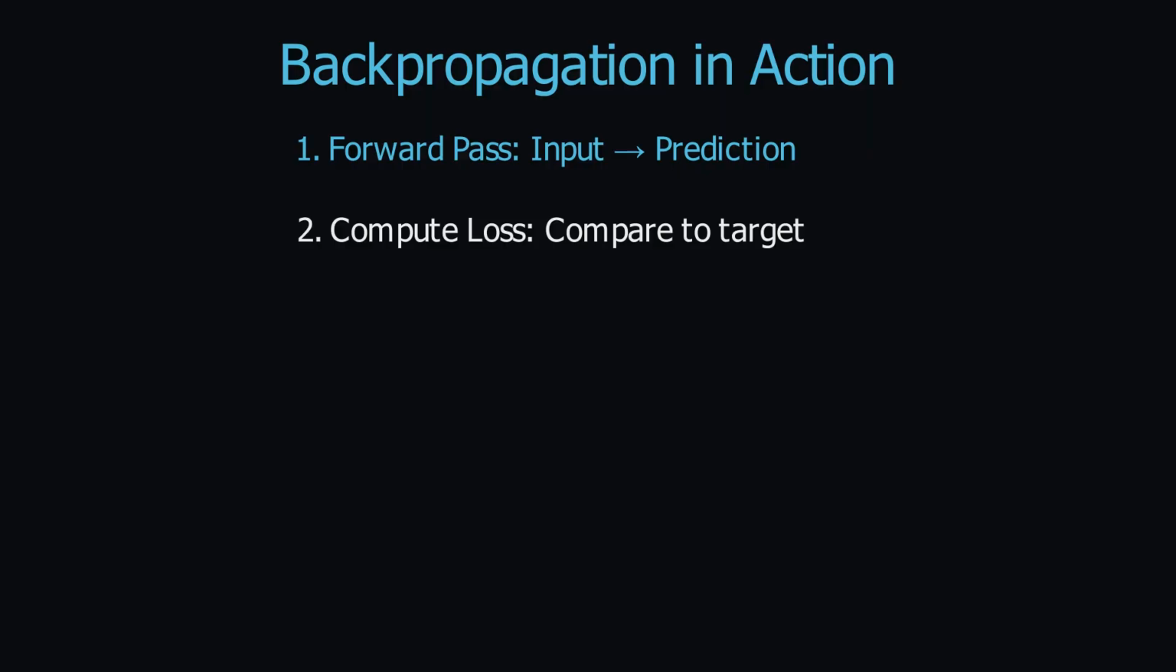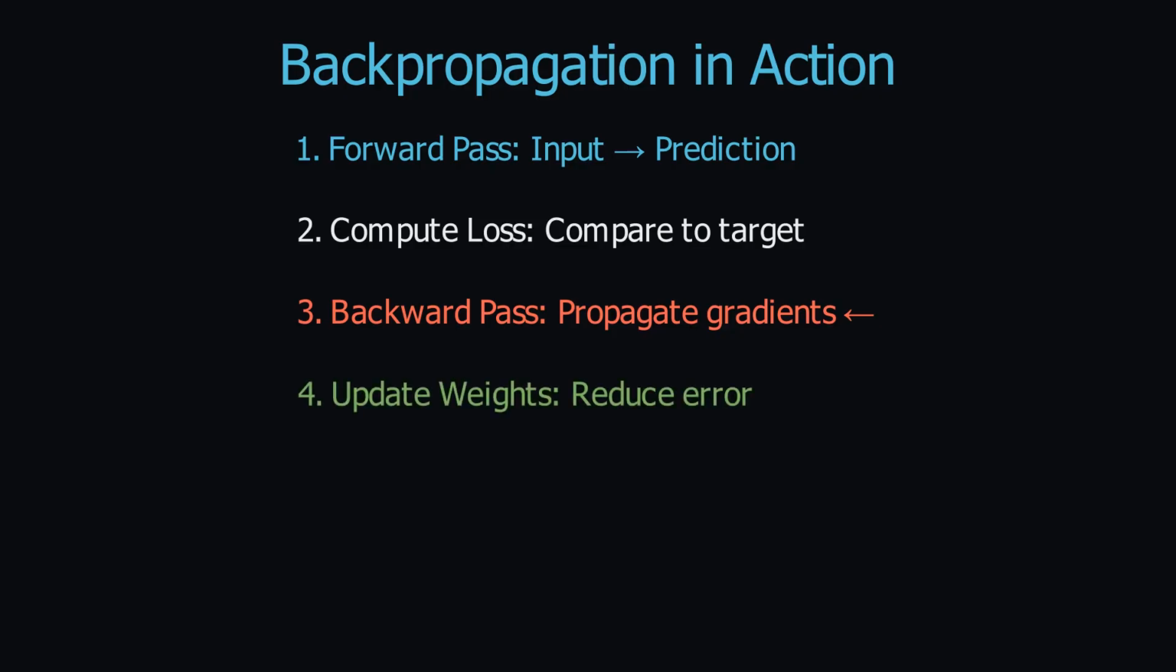Let's bring everything together. Backpropagation is the algorithm that makes deep learning possible. Step 1. Forward pass. Data flows through the network to create a prediction. Step 2. Compute loss. Compare the prediction to the actual target. Step 3. Backward pass. Using the chain rule, propagate gradients from output back to input. Step 4. Update weights. Use the gradients to adjust every weight in the direction that reduces the error.